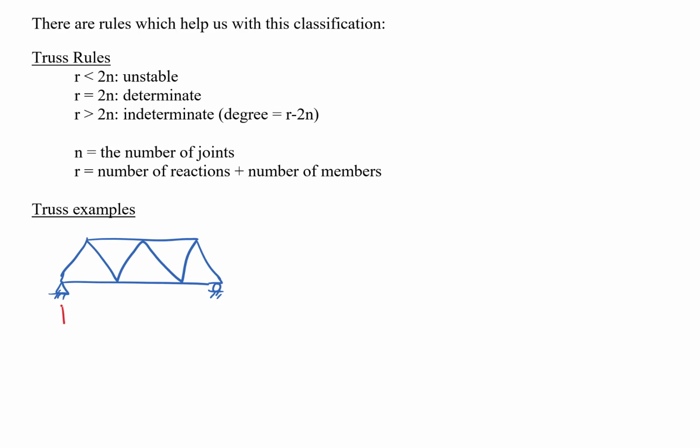So my number of reactions, I have, let's call this AY, AX, BY. I have 3 unknown reactions, so my R would be 3 plus my number of members, because if I cut this member, it has an internal force. I don't know that internal force, and I could do the same thing for each of these members. So I have 1, 2, 3, 4, 5, 6, 7, 8, 9, 10, 11 internal forces. So I have a total of 14 unknown things, unknown reactions and internal forces.